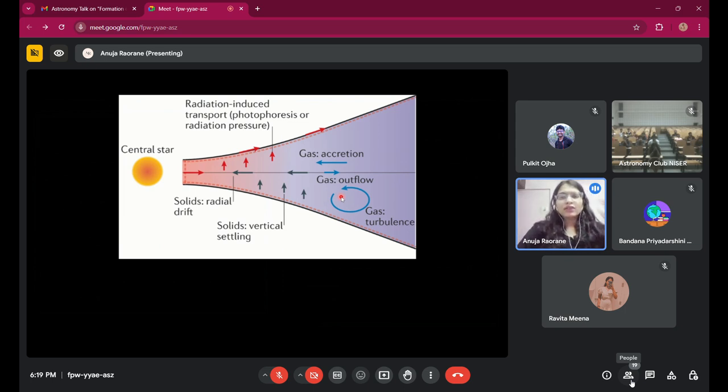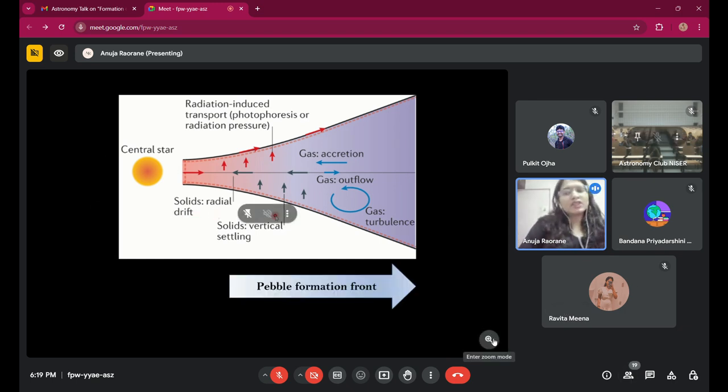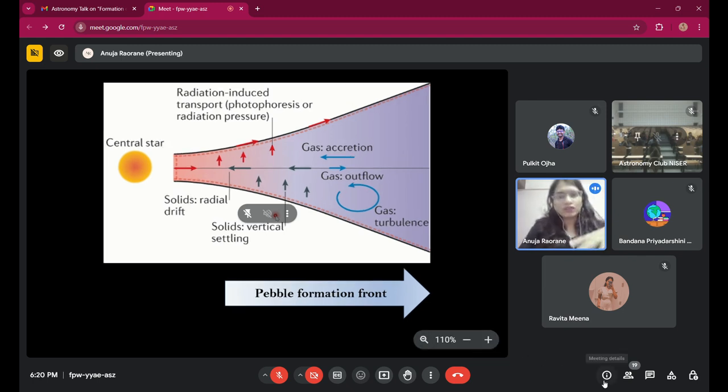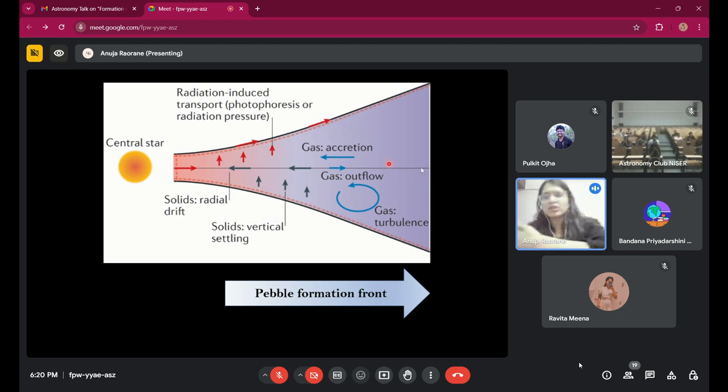So just to give a very quick idea about what forces our model takes into account, it takes into account definitely gas accretion. It has some gas turbulence. There's photoevaporation because of the central star, and there is a radial drift. And along with it, especially for pebble accretion, we have something called a pebble formation front, which starts near the inner edge and moves towards the outer edge.